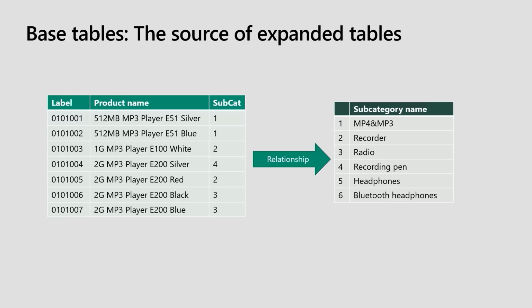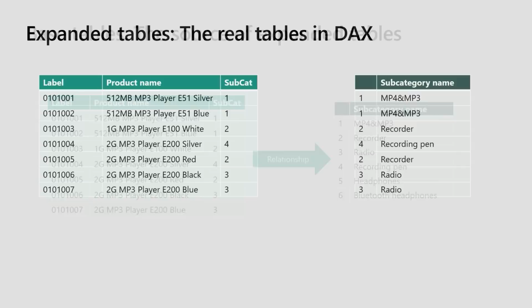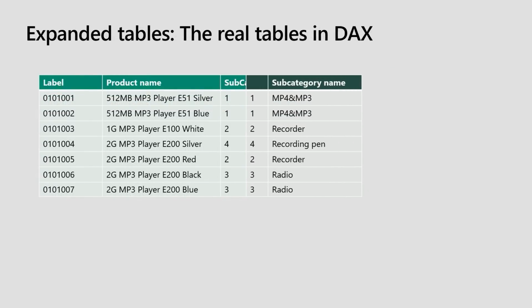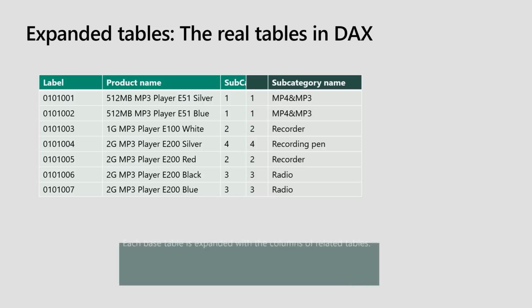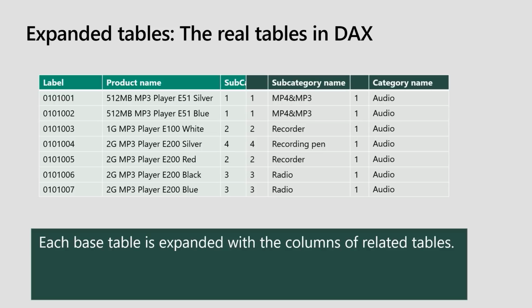So the presence of the relationship between, for example, product and product subcategory defines these two concepts. Product is a base table made only by the columns of product, but the expanded table products includes all the columns of products plus all the columns of subcategory. Just like you do a left join using the relationship. And this doesn't happen only for the first relationship. If you have product, subcategory, category, three tables, the expanded table product includes all the columns of product plus all the columns of subcategory plus all the columns of category.